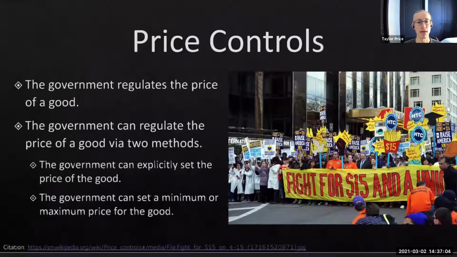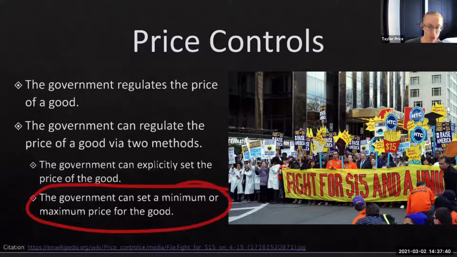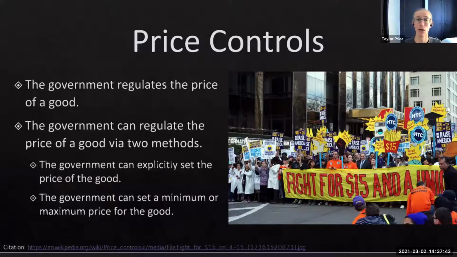The government can choose at any time to regulate the price of a good, and it can do so through two different means. One is just setting the price of the good. The government of New York could say, we're going to require that the price of an orange is $1, so that's now the price of an orange in the state of New York. The other thing the government can do is set a minimum or maximum price for the good, basically the lowest price you can pay or the highest price you can pay for the good.